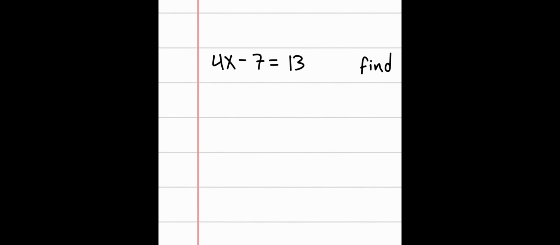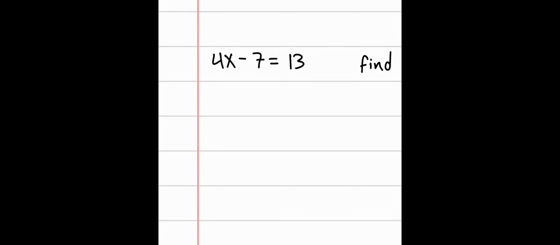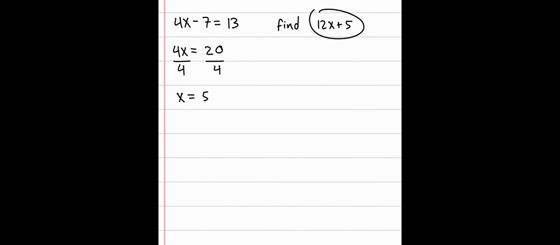So what I'll do is I'll solve this by adding 7 to both sides first, and I get 4x is equal to 20. And then I'll divide both sides by 4, right? Because I want to get rid of this 4. So when I do that, I have x is equal to 5. Now all I need to do is plug that into here.